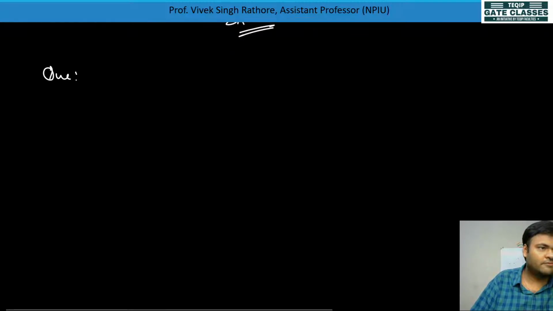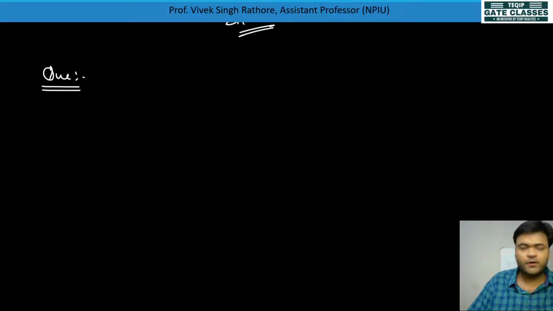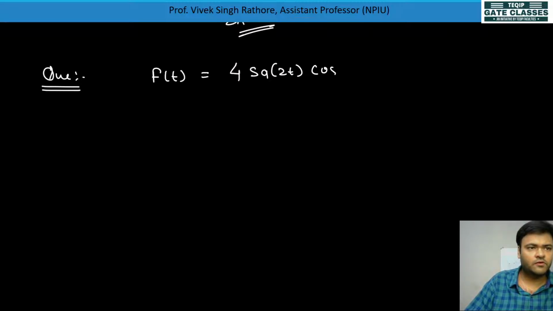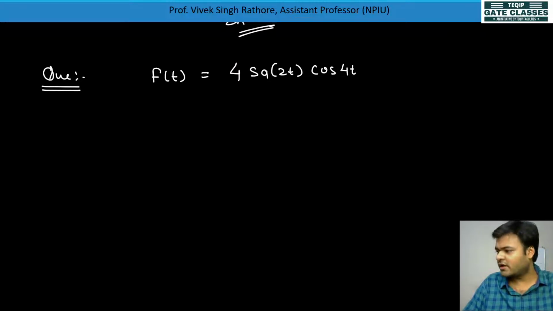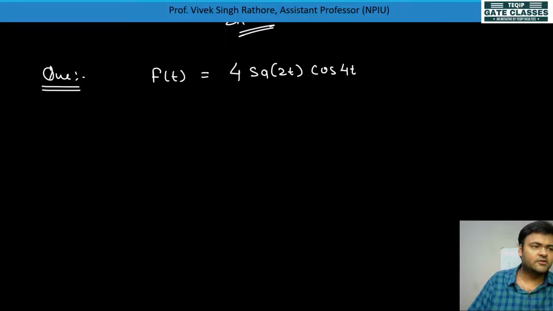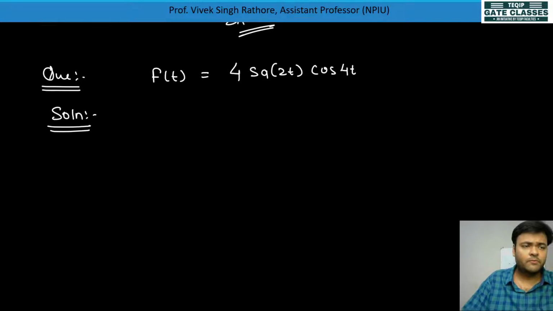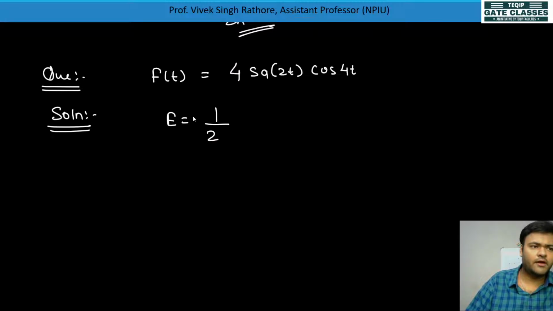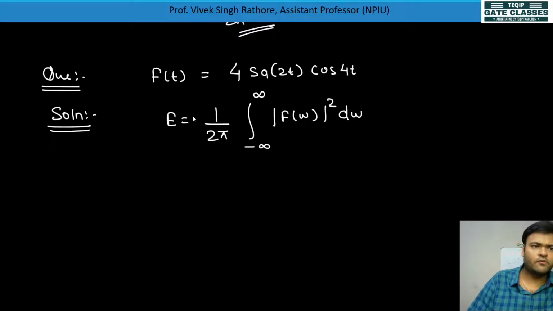See, one question has been given to you. You need to calculate the energy for f of t given as 4 sampling of 2t, and then cos of 4t. You have been asked to find the energy. So ultimately you won't go with the normal procedure. The energy can be calculated as 1 by 2 pi, integral from minus infinity to infinity of mod f of omega squared, d omega.